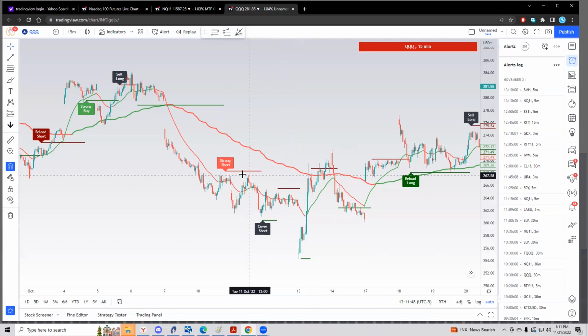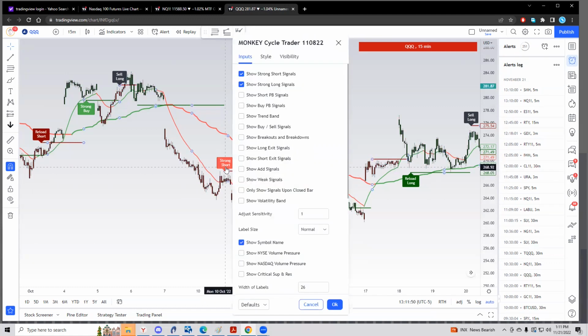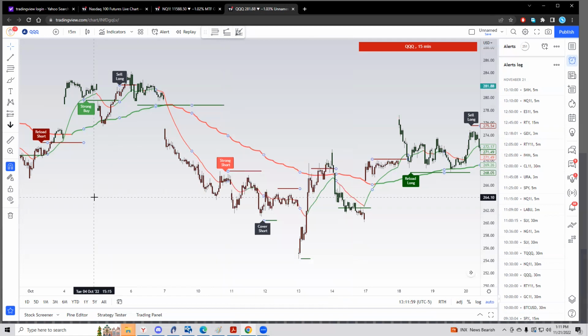Now it's a good time to activate the second type of signal. It's called short pullback signals and buy pullback signals. Let's activate them.